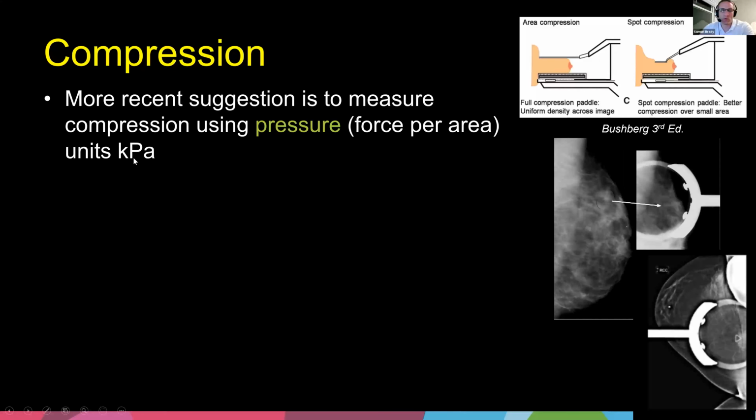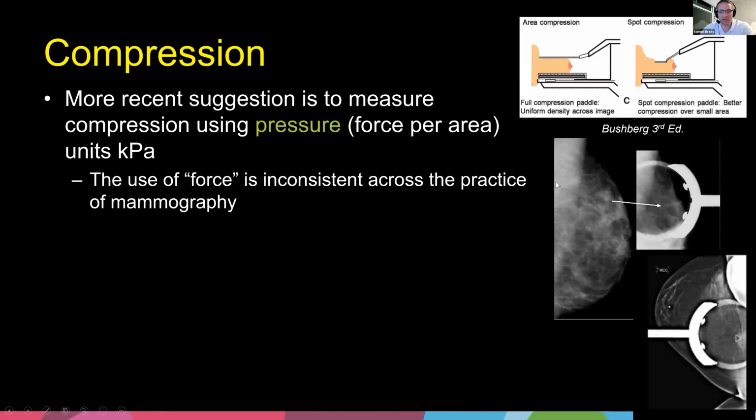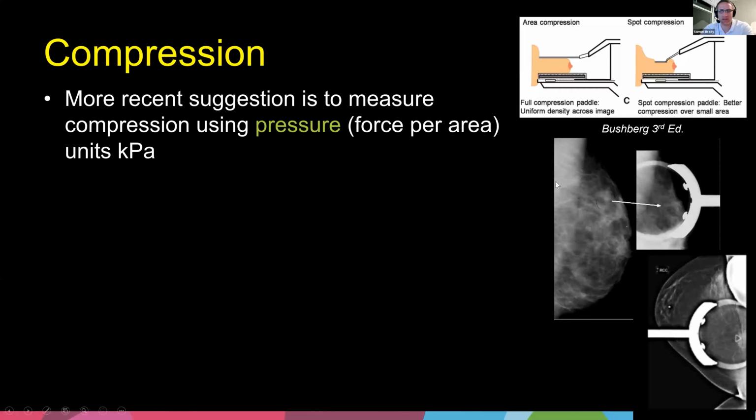So more recent research in this area has looked at, as I told you, the variability. If you look at image quality, it's my opinion and others in our field that most of the variability in image quality is due to inconsistency of compression. That's because we've only used one metric, which is force. So we're talking about decanewtons. But what if we talk about pressure instead?